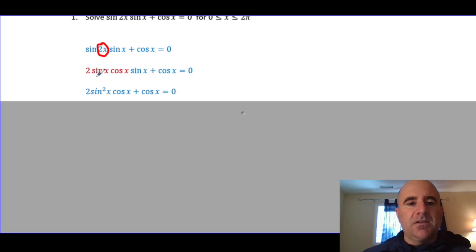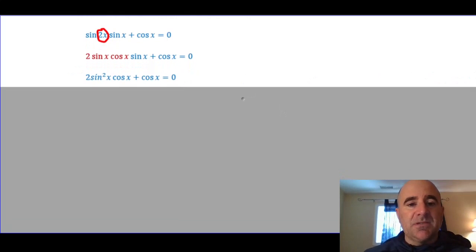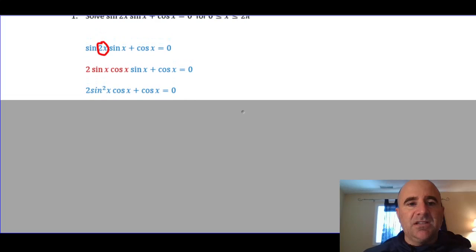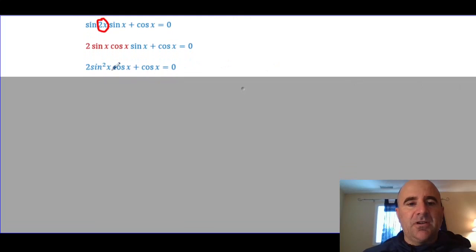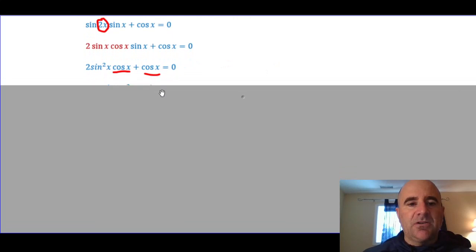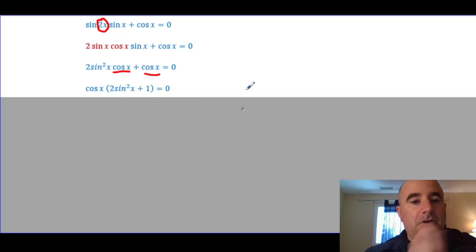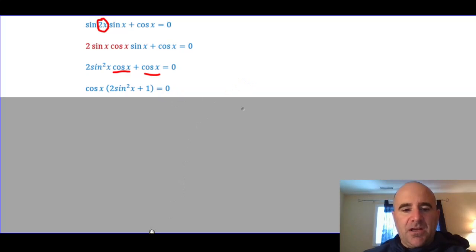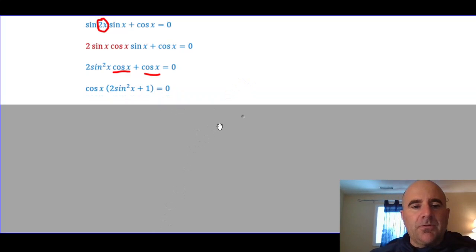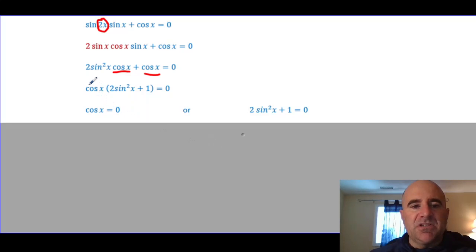So that simplifies. We have sine x times sine x, which gives you sine squared x. 2 sine squared x cos x plus cos x equals 0. And especially when something's set to 0, it's always a good idea to factor. Sure enough, there's a common factor here of cosine x. So we factor that out. We're left with cosine of x times 2 sine squared x plus 1 equals 0. In order for that to be true, one of those has to be 0. Either cosine of x has to be 0 or 2 sine squared x plus 1 equals 0.